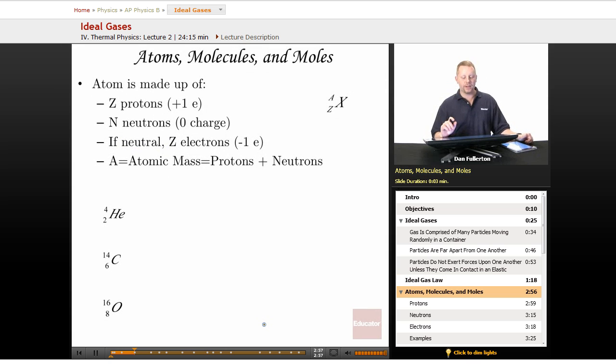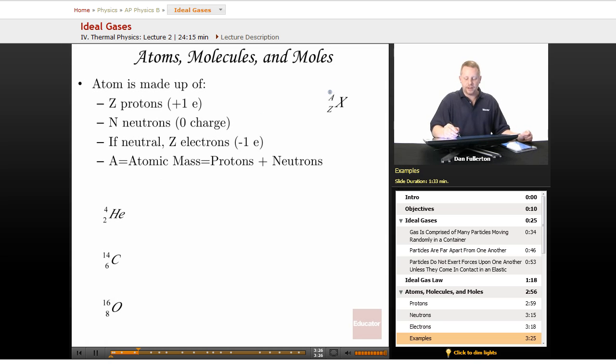All right, atoms, molecules, and moles. Atoms are made up of protons, and we'll call the number of protons the Z number. So when we write something like a molecule or an atom, X is the symbol for it. Z is the number of protons. It goes down here to the bottom and to the left of the element. N is the number of neutrons. They don't have any charge. And if neutral, you have Z electrons. You have 1 electron with the charge of -1 elementary charge for every proton.